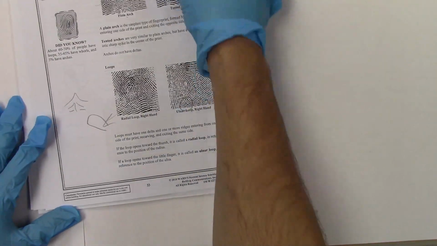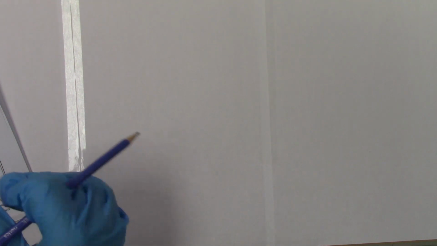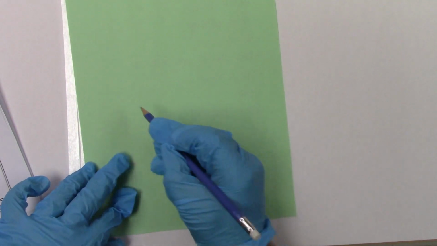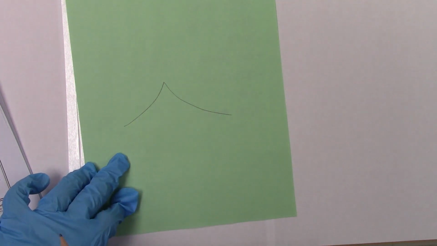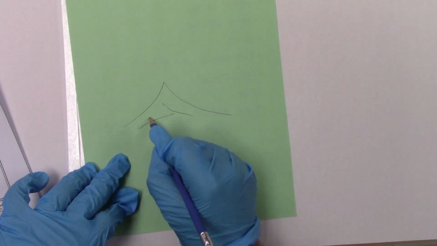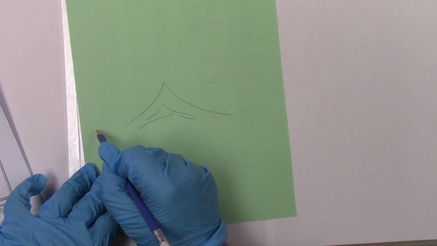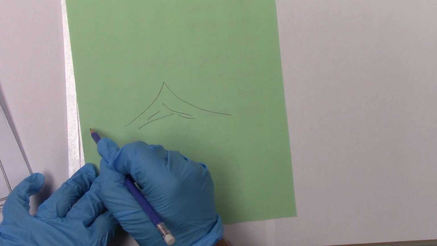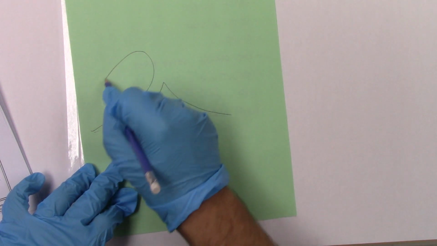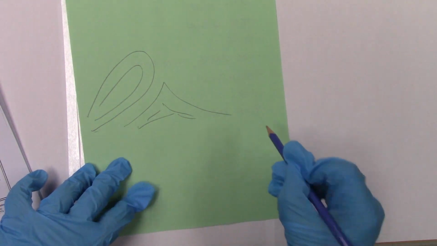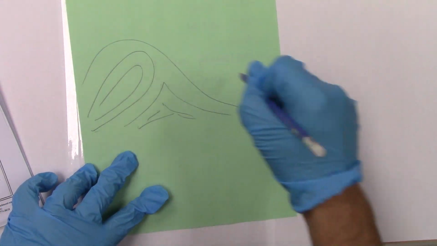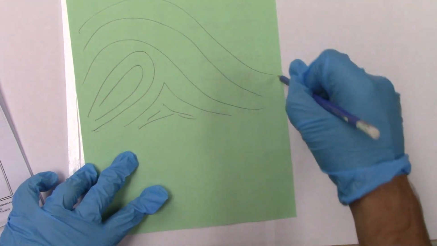Let's use this for an example. Here, I'll use the back of the paper. A loop goes like this. You have that tented arch vibe with your delta underneath. But instead of going over, it goes up and curves back, and then this side continues to go over. And that's what makes a loop. That's the general vibe of a loop.